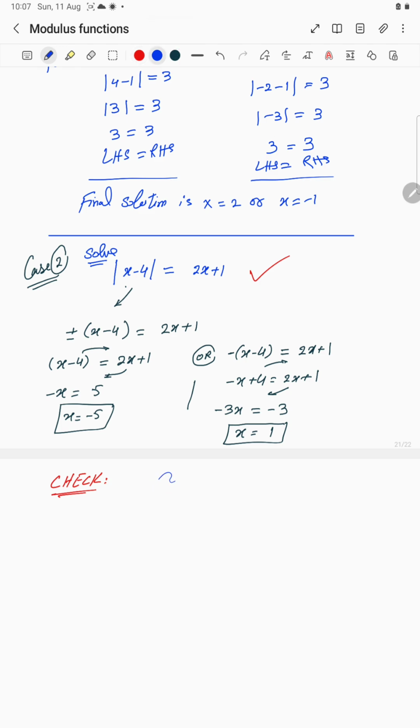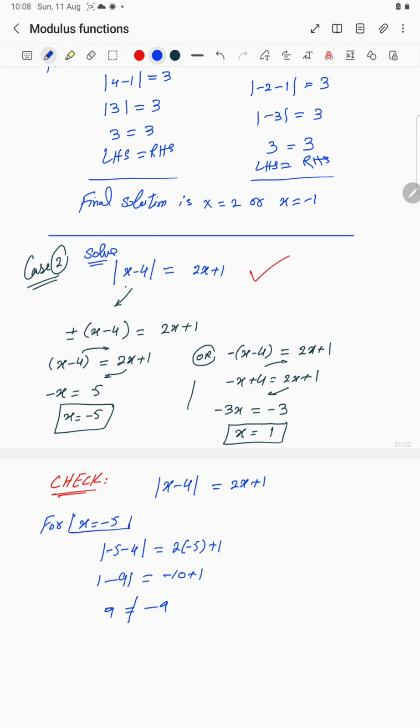For this case, the original function is |x − 4| = 2x + 1. So one by one, for x equal to −5, we get |−5 − 4| = 2 times (−5) + 1. That's |−9| equal to −10 + 1. So it becomes 9 and it becomes −9. That are not equal. So −5 will not be part of our final solution, right?